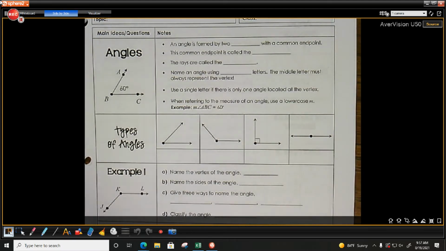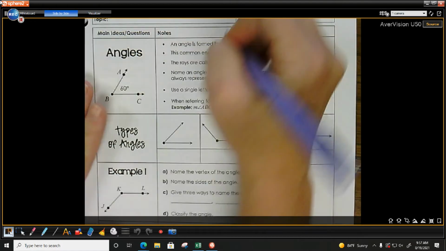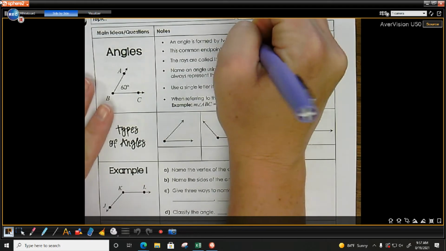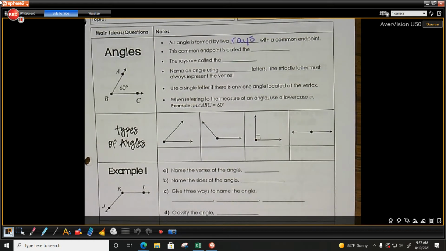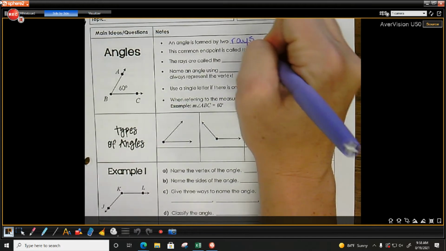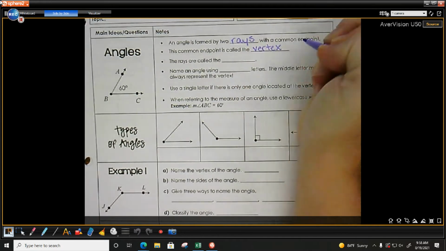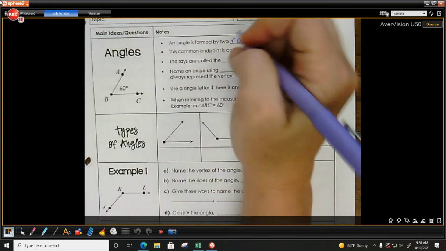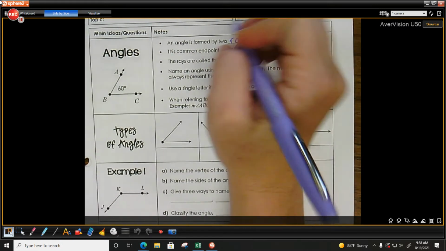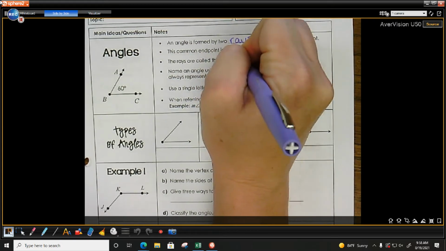Okay, an angle is formed by two blank with a common endpoint. Two rays. Good job. This common endpoint is called the vertex. Good job. The rays are called the what of the angle? We haven't gone over this yet. I was just seeing if anyone knew. The sides.